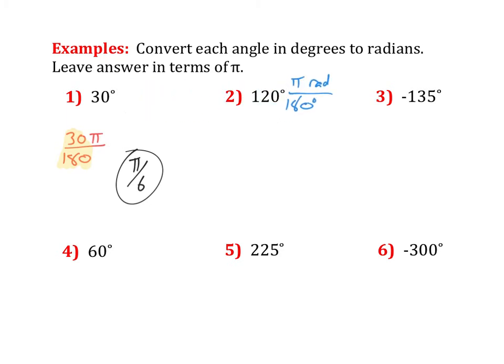Let's do the same thing for 120. I'm going to ask myself, does 120 over 180 reduce down? If so, how? Well, they both end in 0, so I can divide out a 10. I'm going to try to simplify 12 over 18. They share a common factor of 6, so that'd be 2 pi over 3.